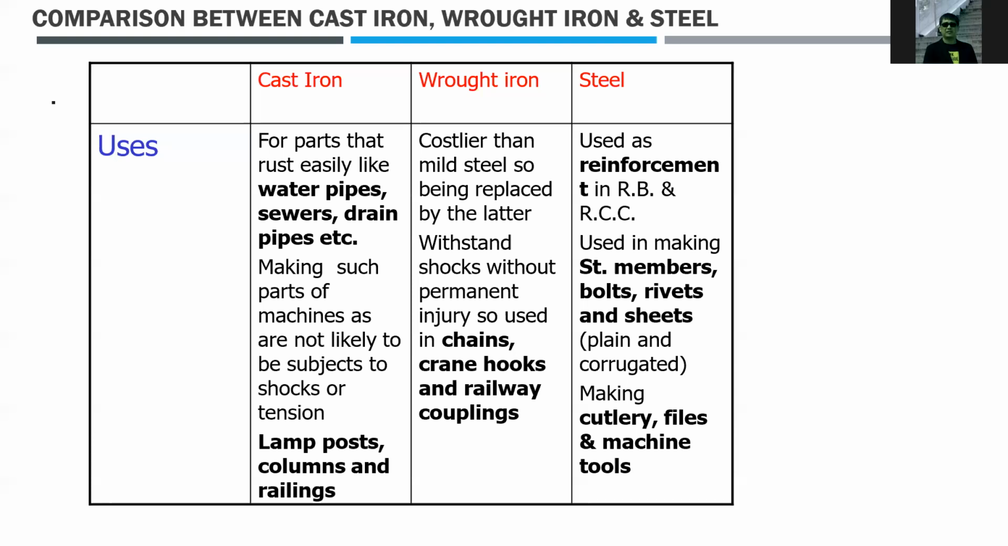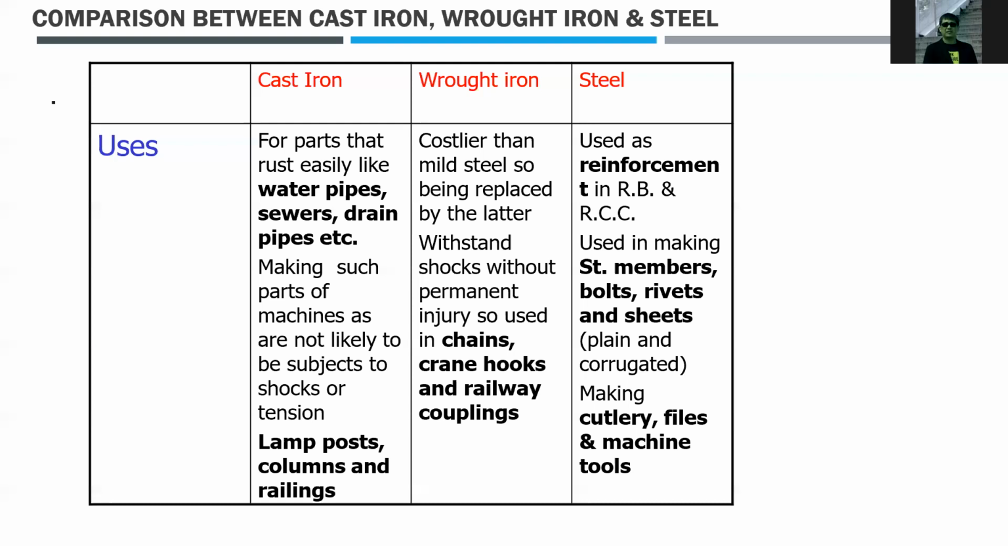or steel. The rough iron is costlier than the mild steel, so it is being replaced by the latter. It withstands shock without permanent injury. So it is used for chains, crane hooks, railways, and railway couplings. The steel is the main use. That is the type of product that we commonly use, the engineers and architects.